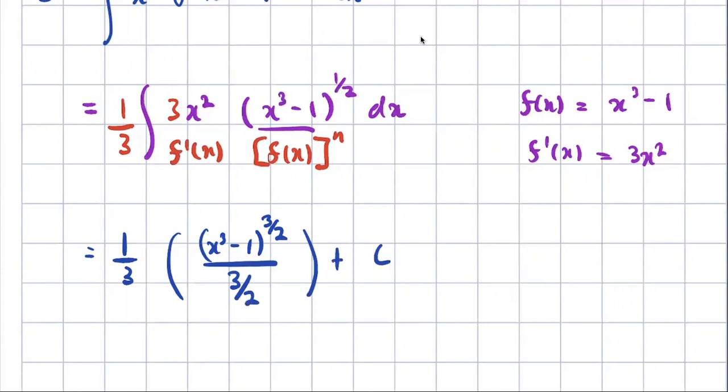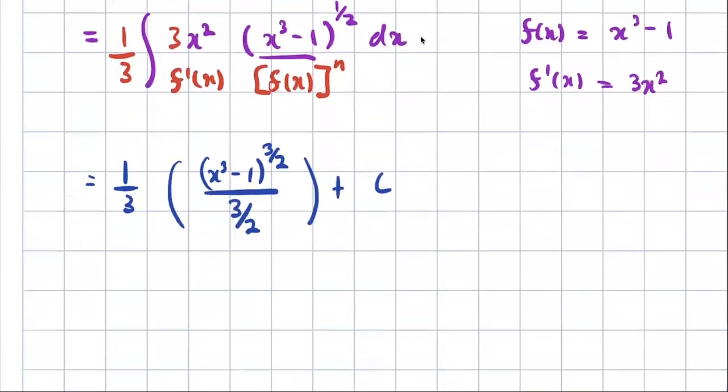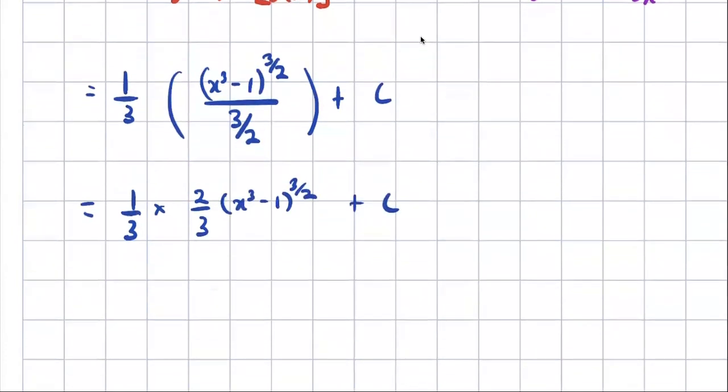Now what we want to do is have a little bit of a play around with what's going on. We can't divide by a fraction, so we're going to flip and multiply. So this is equal to 1/3 times 2 over 3 times (x cubed minus 1) to the power of 3 over 2 plus c. Doing a little bit of simplifying with these fractions, 1 times 2 will still give me 2, and 3 times 3 will give me 9. So I'm going to end up with 2 out the front of (x cubed minus 1) to 3 on 2, all over 9 plus c.